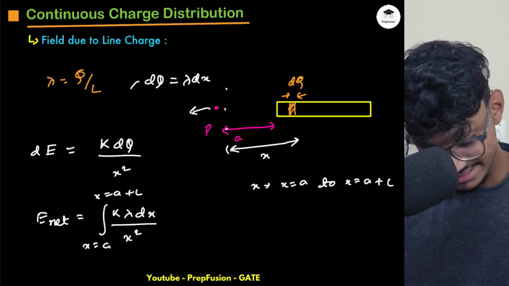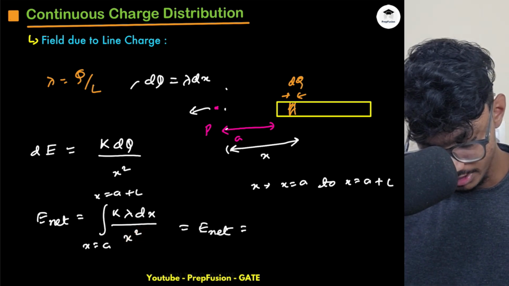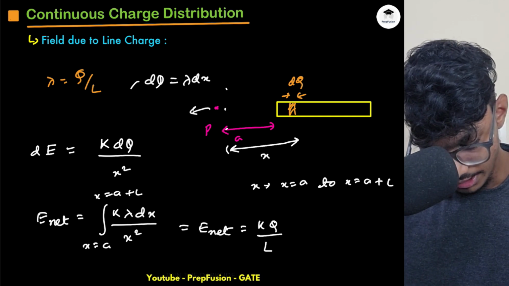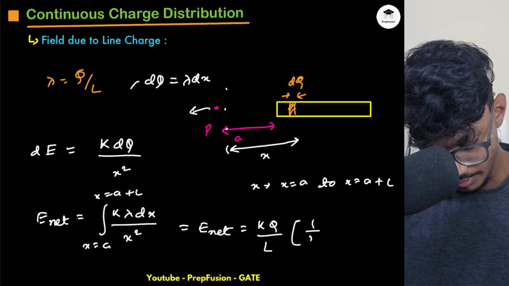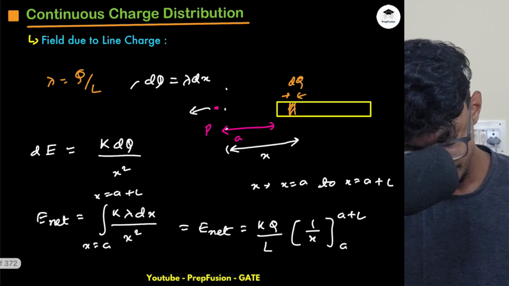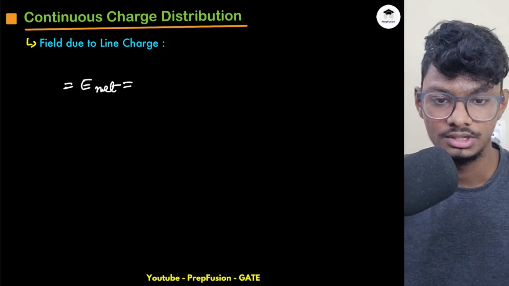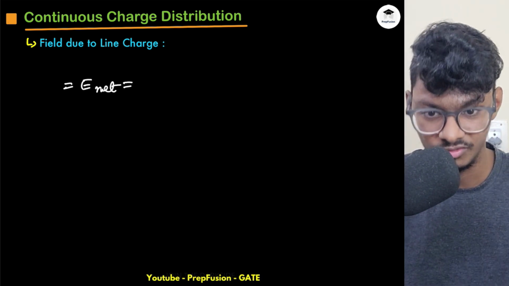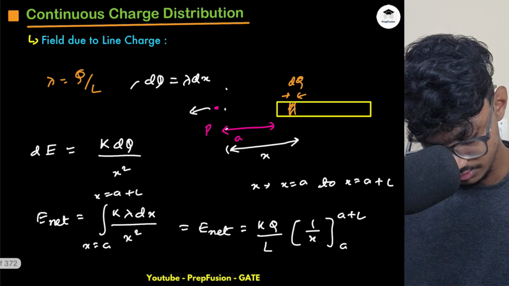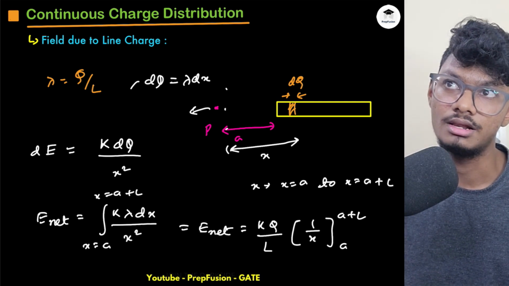So now I can do this. Now x is actually a variable. Previously x was not variable. So E net will be K lambda, which is constant, that is simply Q by L, that I already know. And this will be 1 by x with limits from x equals A to A plus L. This type of thing you need to derive in the examination hall. I cannot derive all the formulas; it's impossible, there will be so many formulas. So E net in the direction will be 1 by A plus L minus 1 by A.